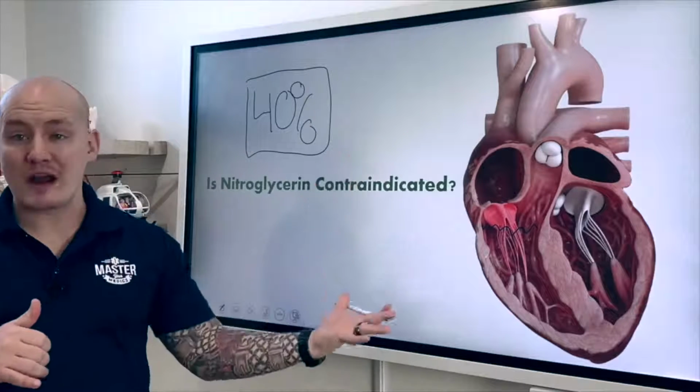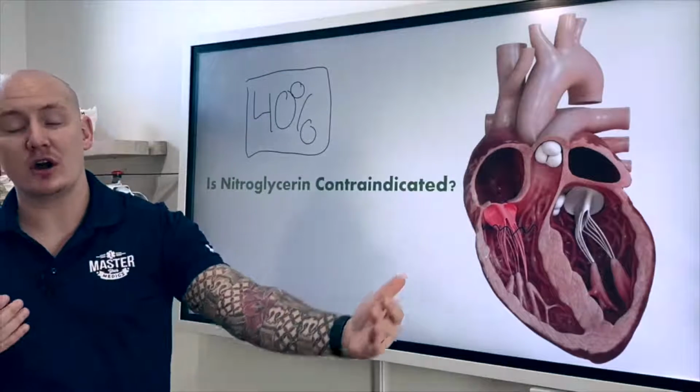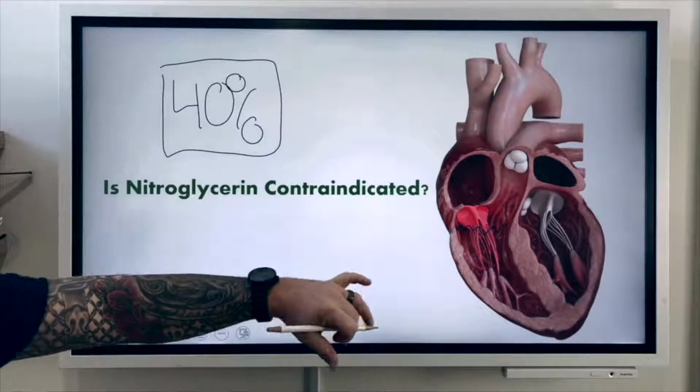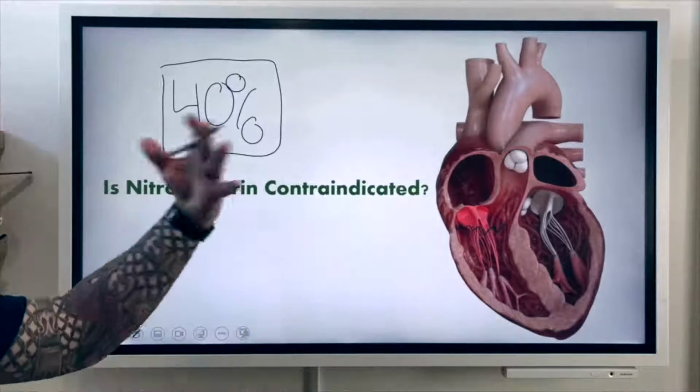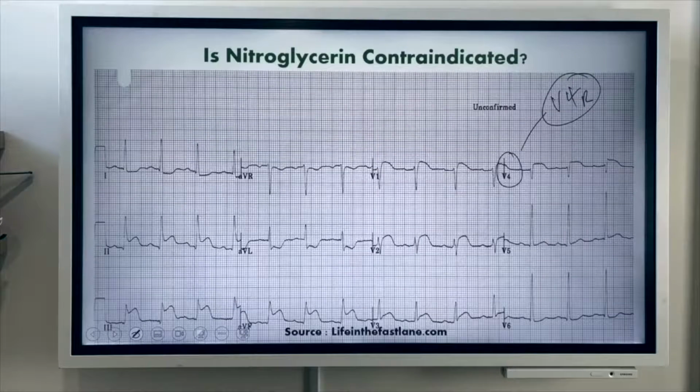Or if the patient is already hypotensive and we give nitroglycerin, we're leading them down a path we don't want to go. So is nitroglycerin contraindicated? It depends. A good way to determine whether that right ventricle is truly involved, and we shouldn't give nitroglycerin in these cases, is actually looking at a V4R.